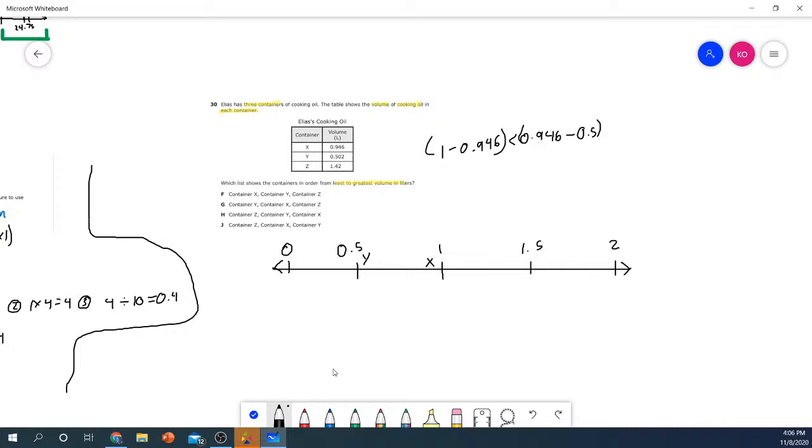So already we see 1, we know that this will be greater than 1. And 1.4, so we know that 4 is less than 5. So it would be around this range. Sorry, that was an accident. It would be in this range, and 1.42 is relatively close to 1.5. So Z would be right over here.